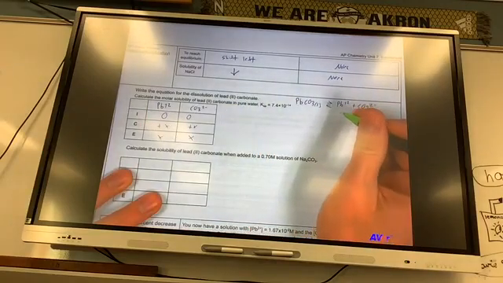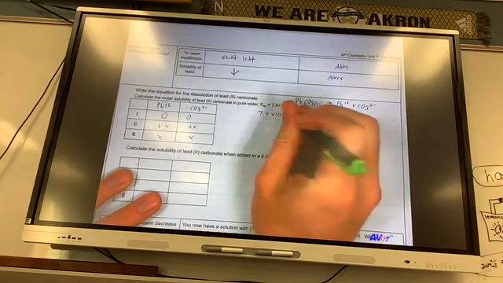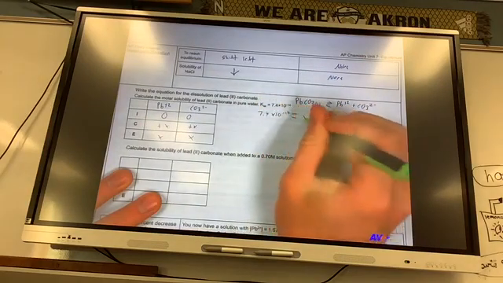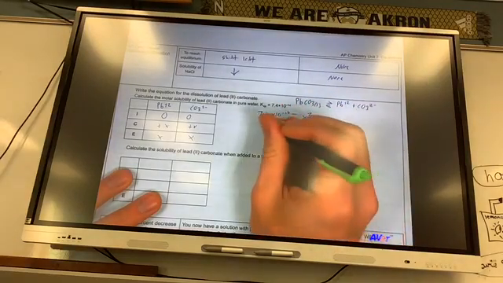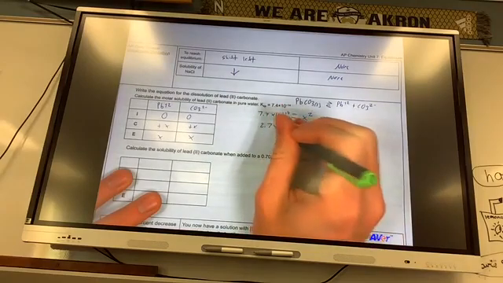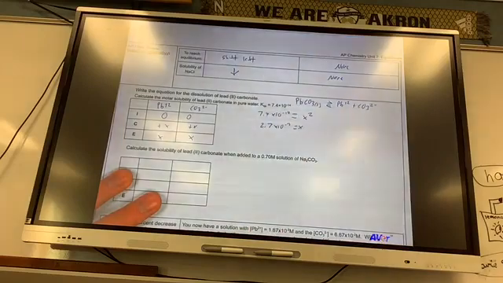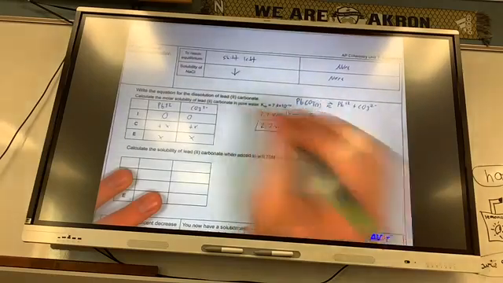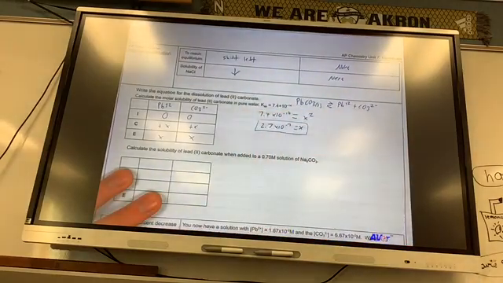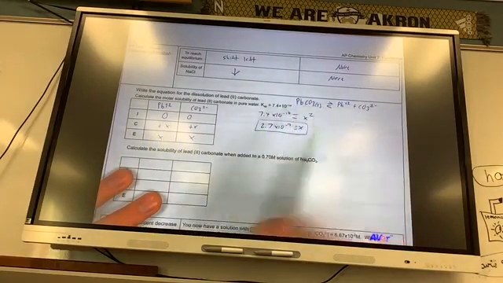So this means that our K equation is going to be 7.4 times 10 to the negative 14th equals x squared. Take the square root, and you get 2.7 times 10 to the negative 7th equals x. So that's the answer. How do I know that? Well, it's a 1-to-1 ratio, so if this is 2.7, that's 2.7.